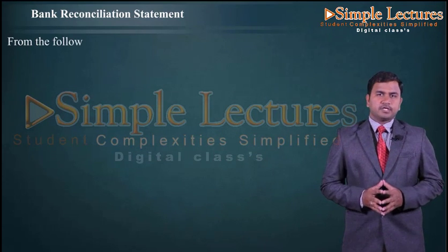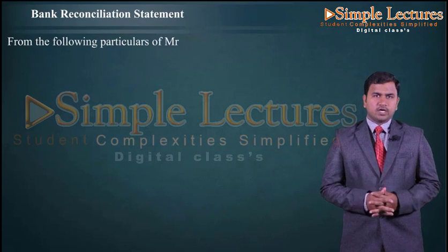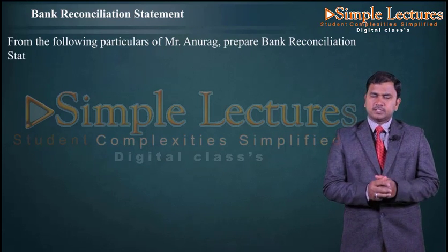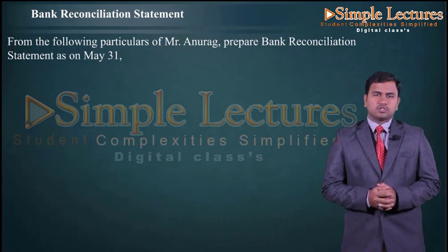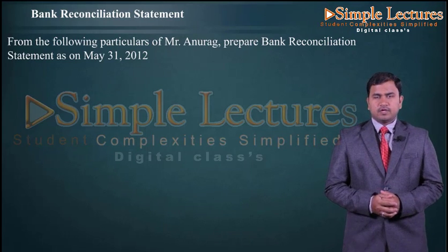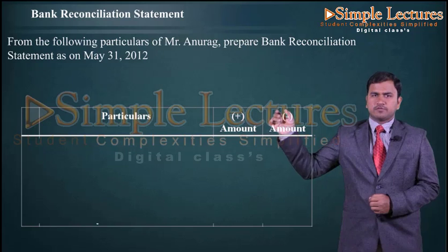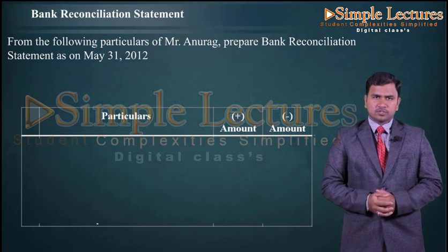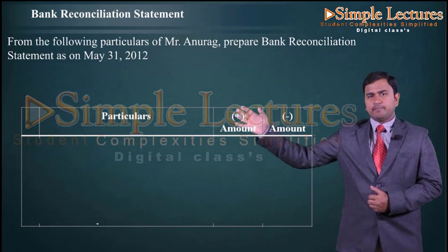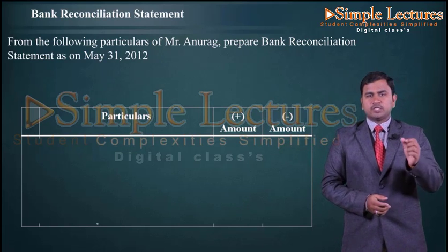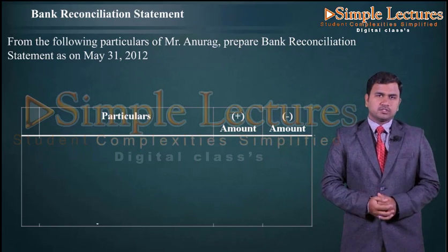From the following particulars of Mr. Anurag, we have to prepare bank reconciliation statement as on May 31st, 2012, where the format will be serial number, particulars, positive amount and negative amount column. So the title will be bank reconciliation statement in the books of Mr. Anurag as on May 31st, 2012.